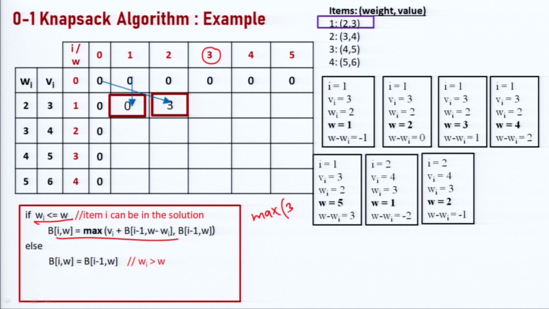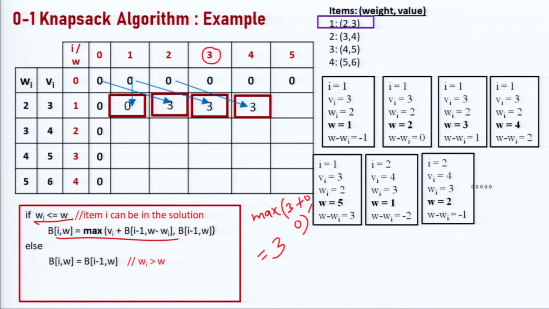That is 3 plus B[i-1], B[i-1] means 0, W minus W_i. The value of W is 3, W_i is 2. So, 3 minus 2, that is 1. So, we need to find out B[0][1]. What is the value of B[0][1]? That is 0. So, 3 plus 0 comma, what is the value of the upper block? That is 0. So, the maximum out of these two is 3. So, 3 will be copied over here. Okay. Similarly, we can fill up the values of all the remaining blocks over here.